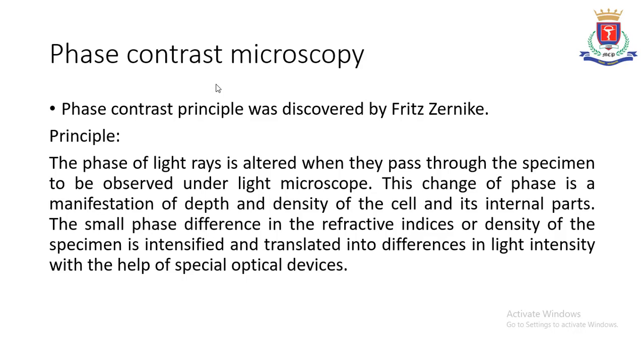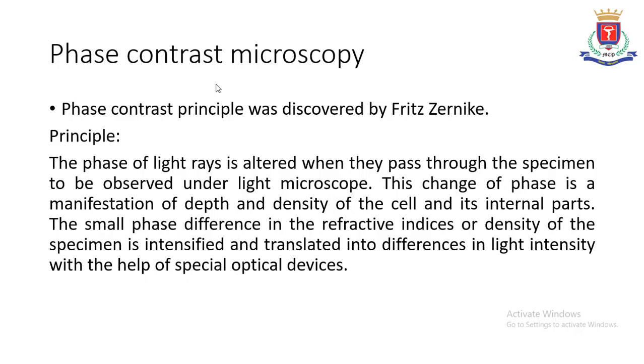So our first type, that is the phase contrast microscope. This was discovered by Fritz Zernike. The principle of working of this phase contrast microscope is the phase of light rays is altered when they pass through a specimen to be observed under the light microscope. This change of phase is manifestation of the depth and density of the cell and its internal parts.